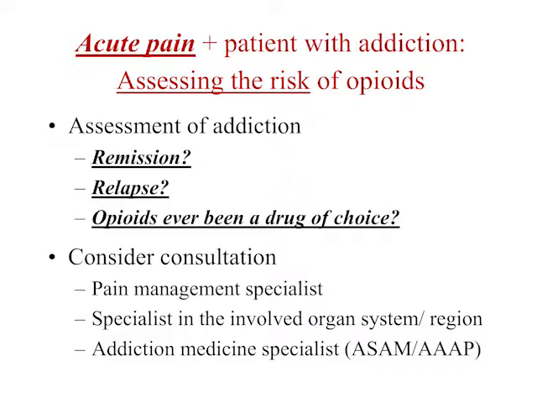Because giving a single unit dose of hydrocodone to a person with previous opiate addiction who's currently sober is like giving a shot of gin to a person who's walked out of an AA meeting. It honestly is just like it. So are they in remission? Are they in relapse? And have opioids ever been one of their primary drugs of addiction? Or have they primarily been addicted to sedative hypnotics, beer, wine, liquor, and benzos, or psychostimulants, cocaine, etc.?